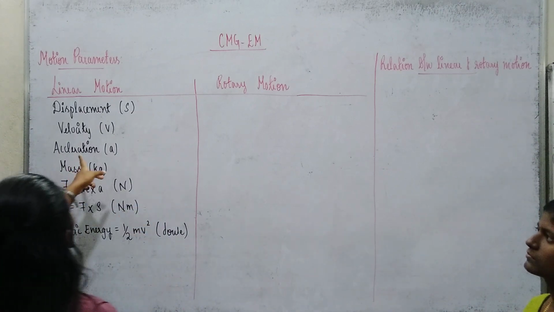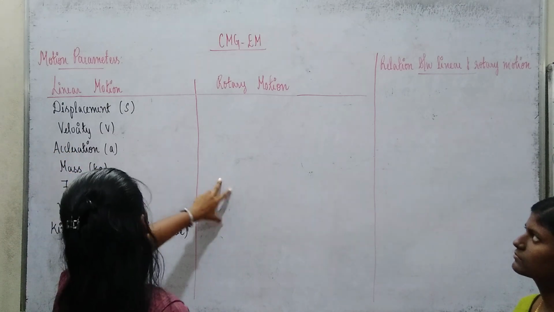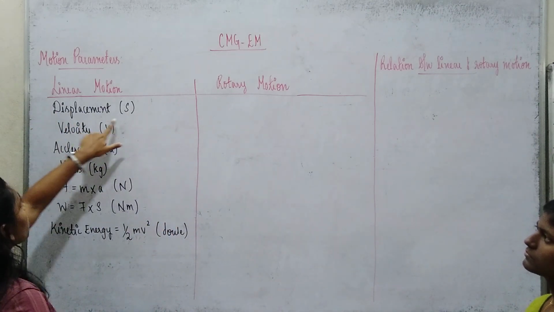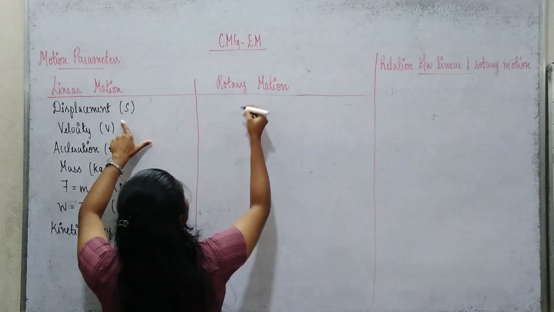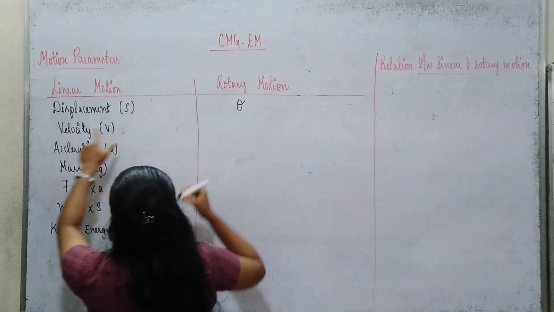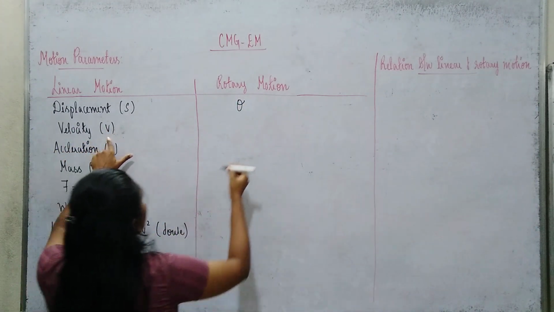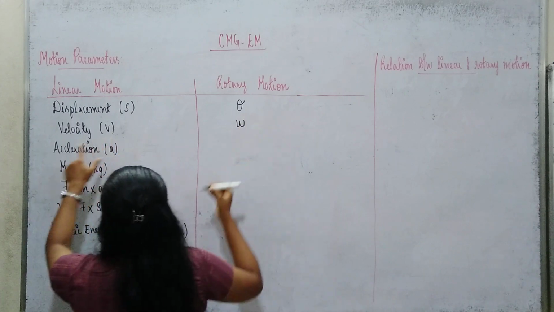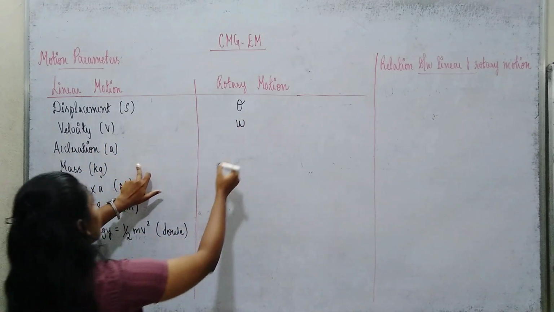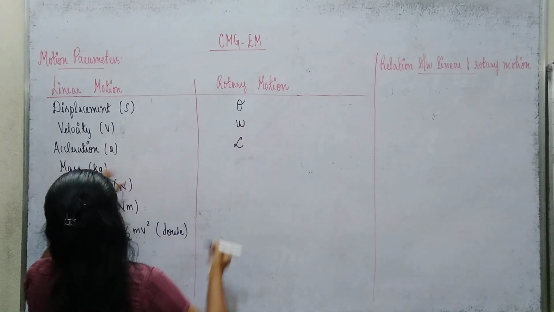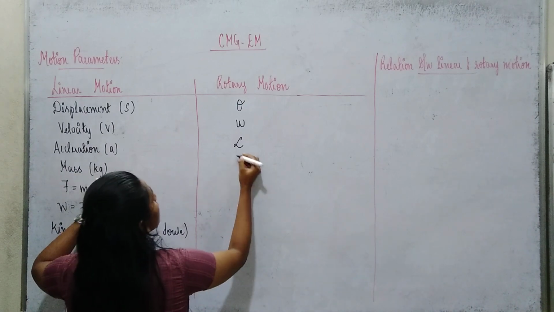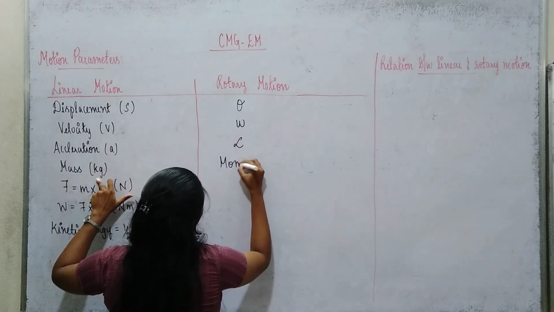And then the comparative, we will be comparing it with the rotary motion. Displacement in linear motion S will be represented in rotary motion as theta. Velocity V will be represented as omega. Acceleration A will be represented as alpha. Mass kg, in rotary motion it is moment of inertia.